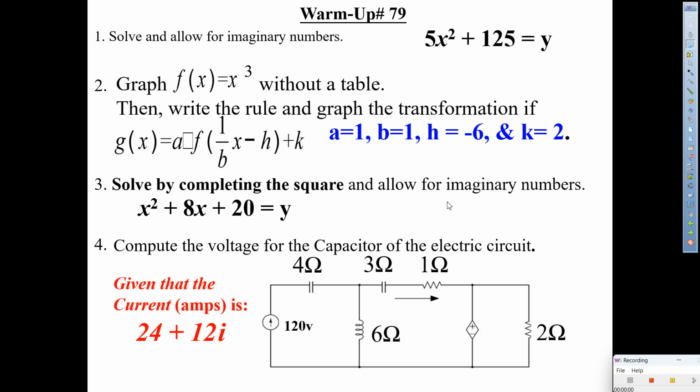Warm-up 79 should come up on the screen. Oh, there it is. Also, come grab a handout. The warm-up is in there, so like that, we save some time. We have a lot to cover.